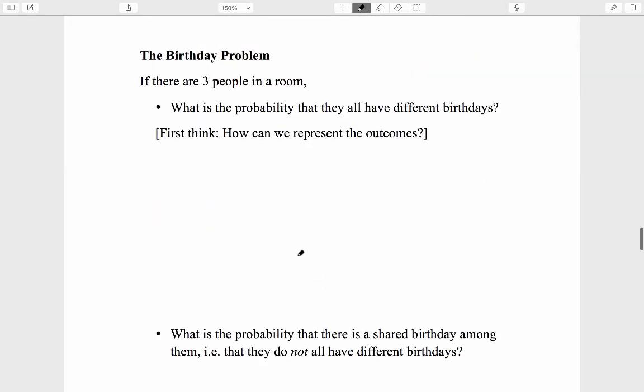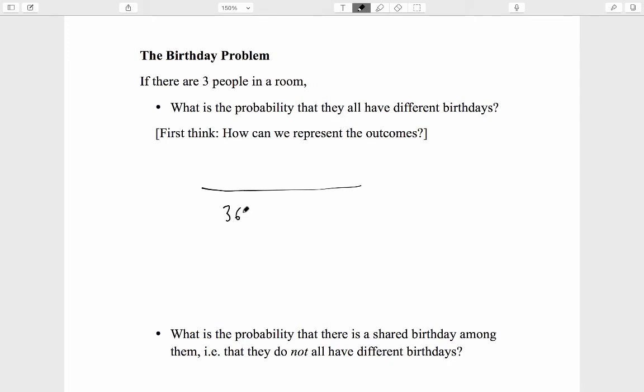This brings us to the famous birthday problem. If there are 3 people in a room, what is the probability that they all have different birthdays? We saw earlier how the outcomes can be thought of as words of a certain kind in a 365-letter alphabet. We're going to pretend that there is no such thing as leap year for purposes of this problem. We are also going to assume that each day on the calendar is equally likely to be someone's birthday as any other day on the calendar.